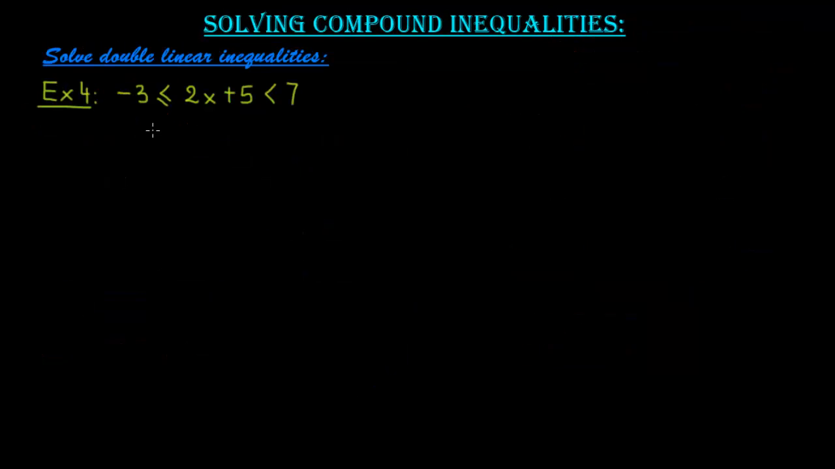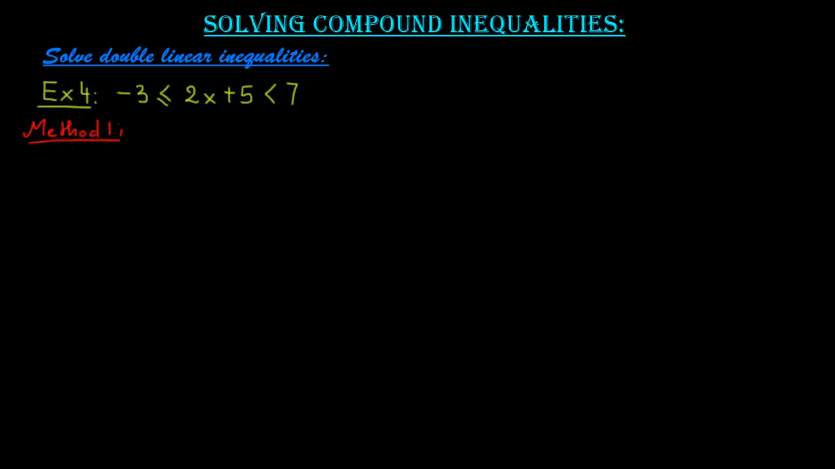So now this is the last section for solving compound inequalities. Right now we solve the double linear inequalities. So we have example 4: -3 less than or equal to 2x plus 5 less than or equal to 7. There are 2 methods to solve this one. Let's go over method 1 first.